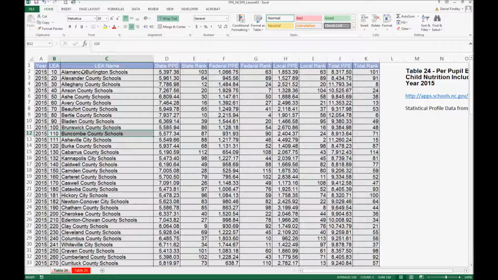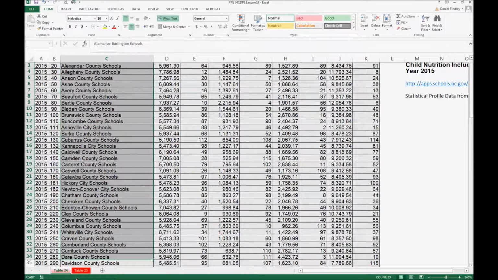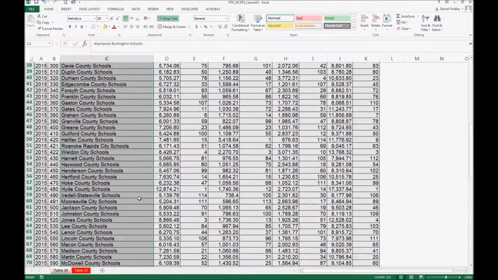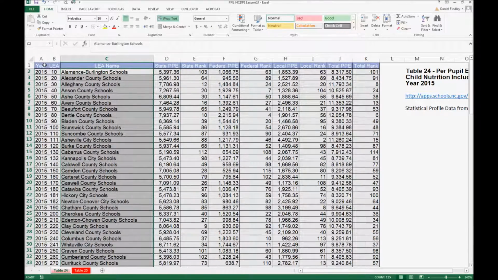We'll also see that there are 115 school systems in the state. So if we drag down, we can see at the bottom right here in Excel, we see the count is 115, and at the very bottom there's also a state total. So we need to be careful in our future analysis. If we don't want to include the state total, we might need to remove this last row. And so again, A is the year, column B and C are related, and these are the local education agencies.